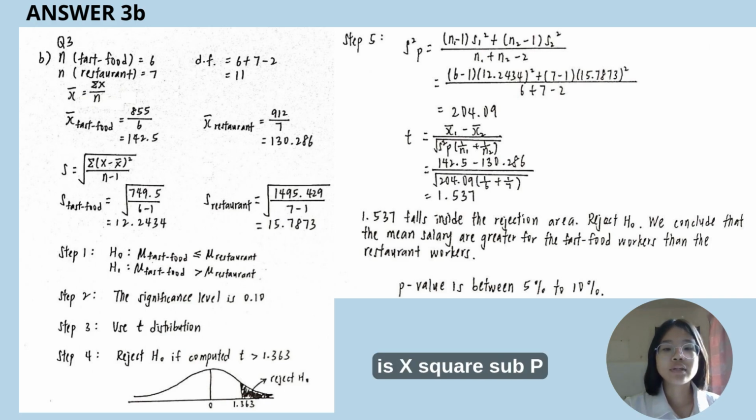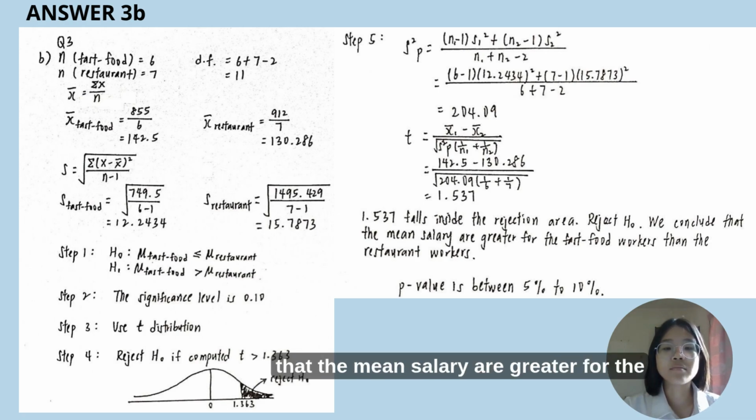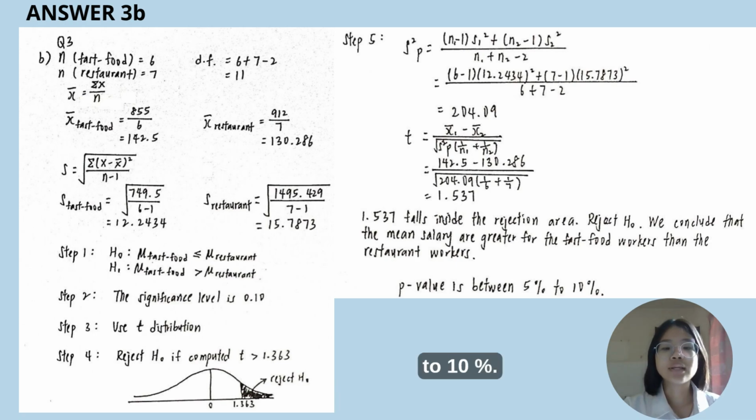For step 5, S squared sub p equal to 204.09. So the t value is 1.537. So 1.537 falls inside the rejection area. Reject H sub 0. We conclude that the mean salary is greater for the fast food workers than the restaurant workers. The p-value is between 5% to 10%.